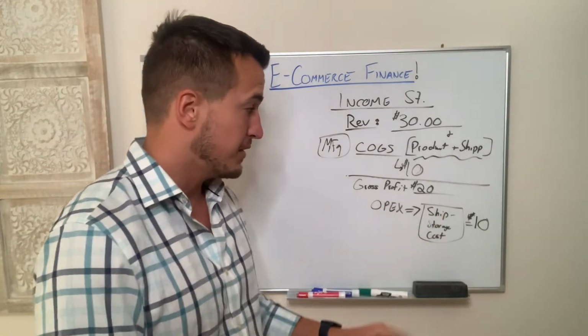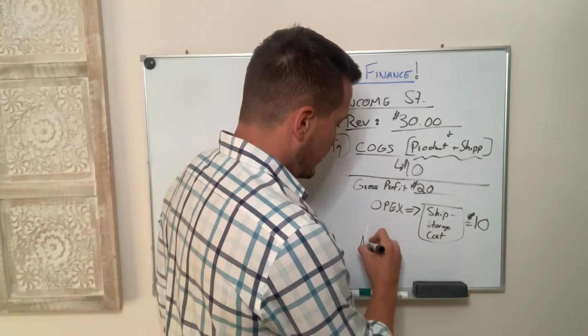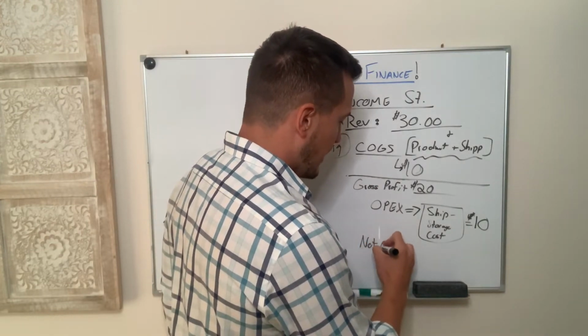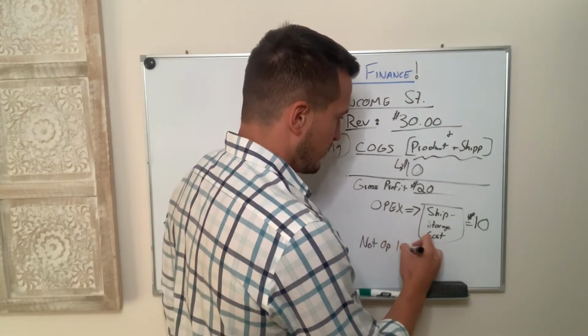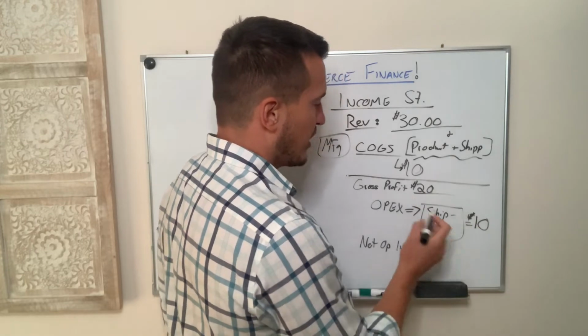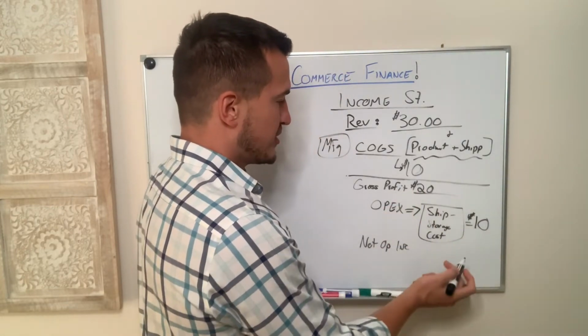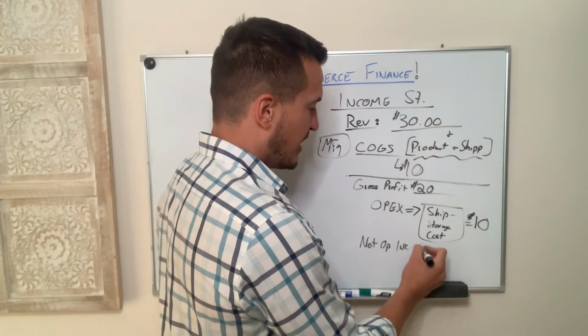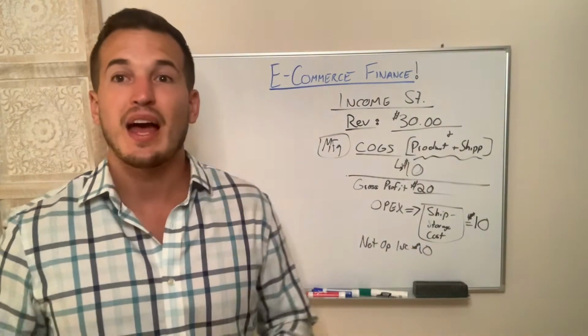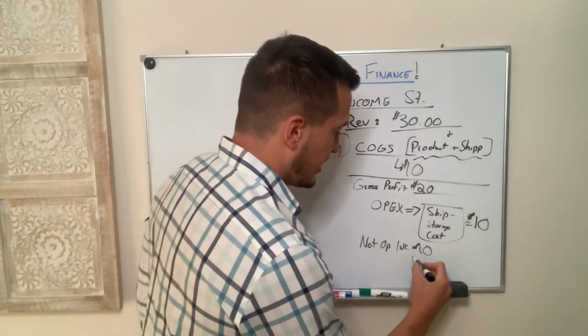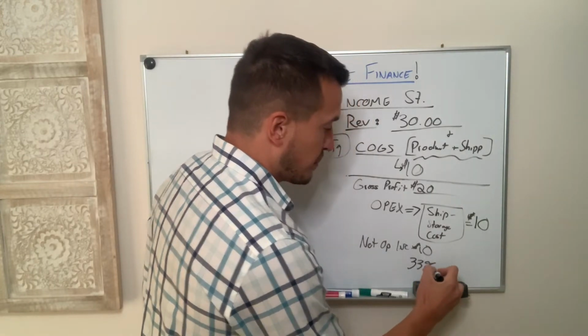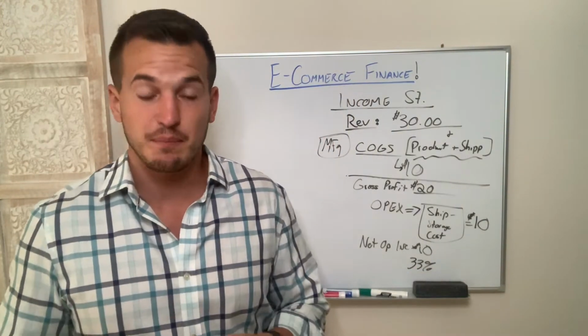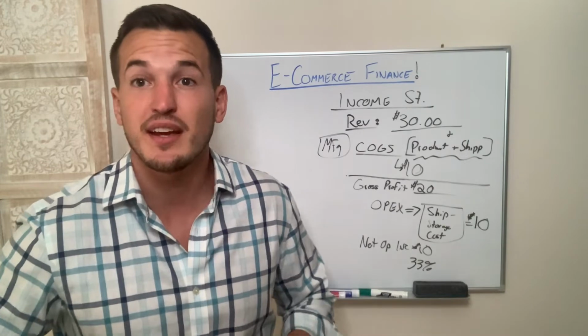Shopify will have different fees, right? So your net operating income is going to then be $20, your gross profit, minus 10, that's going to be $10. And that is your profit. So you're operating at a 33% operating income. So what's something to understand?